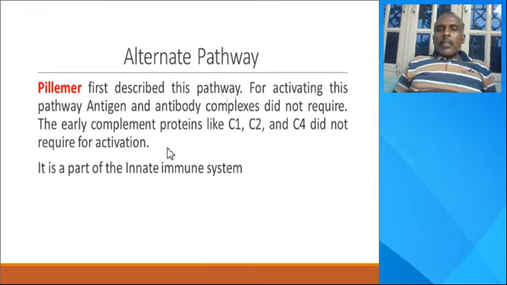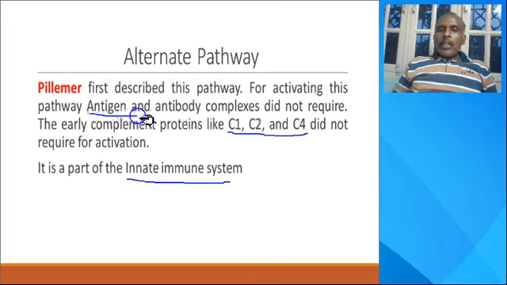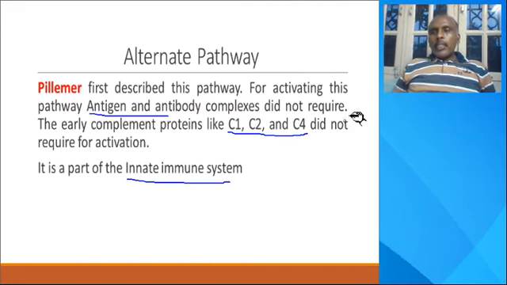In this pathway, C1, C2 and C4, which have crucial functions in the classical pathway, are not required for the activation of the complement protein, and it is a part of the innate immune system. Antigen-antibody complexes are also not required. When an antigen enters our body, it is easily identified by the C3b complement protein. How is it identified? Let us discuss.